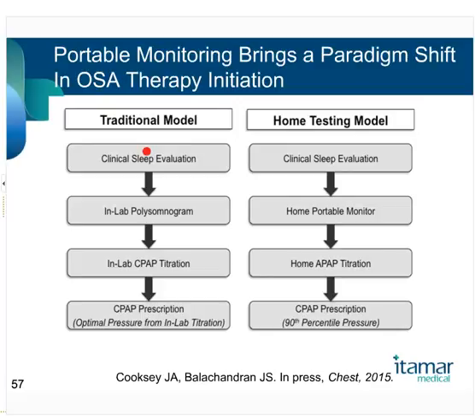Now compare that with the home testing model, where you still have a sleep clinical evaluation. You do a home portable monitor that's positive for sleep apnea. Do a home APAP titration. And then you get a CPAP prescription where the CPAP is set either in a fixed mode, such as at the 90th percentile pressure or 95th percentile pressure, or you get an auto CPAP machine, which stays in the auto mode. The machine self-adjusts against the sleep apnea every night.